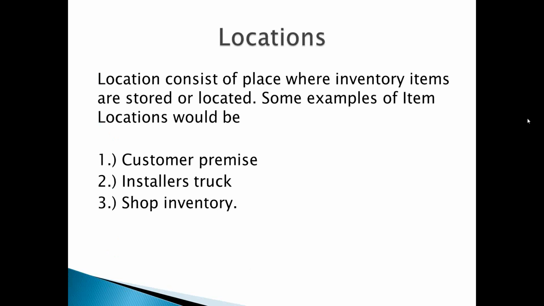So drilling down on the locations, just being a little bit more specific, locations consist of places where inventory items are stored or located, and then again customer premise, installer's truck, shop inventory. So the idea is that items are going to start off in the shop, and then this is just an example. You can do this however you'd like, but an example I have would be items start off in the shop or the inventory, they're moved to the installer, and then finally moved to the customer premise.